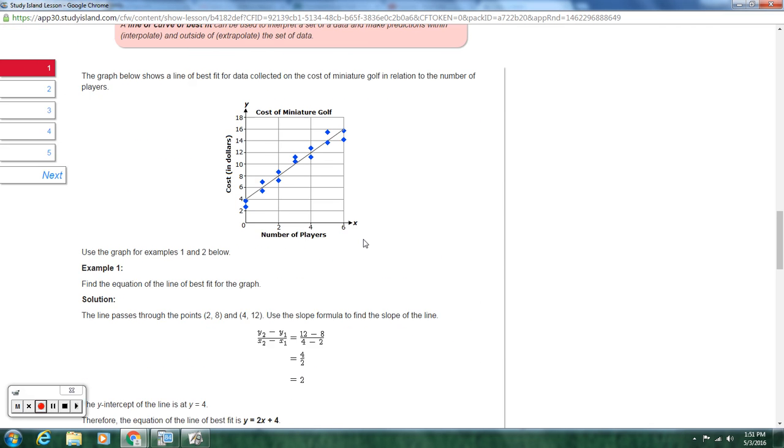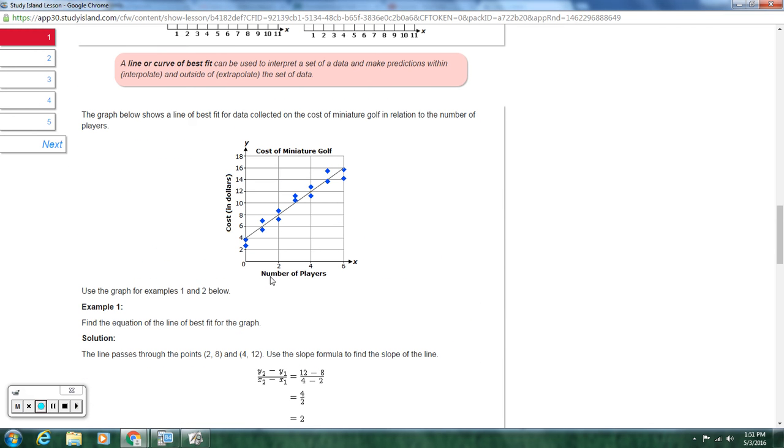But so they did this one right here, the number of players. Now think about this logically. If you have a bunch of people going to play miniature golf, putt-putt. If I have 2 people playing putt-putt versus 10 people, which one's going to cost more? 10 people. So the more people I have, the more it costs, right? That's a positive correlation, which is why that's going up that way.